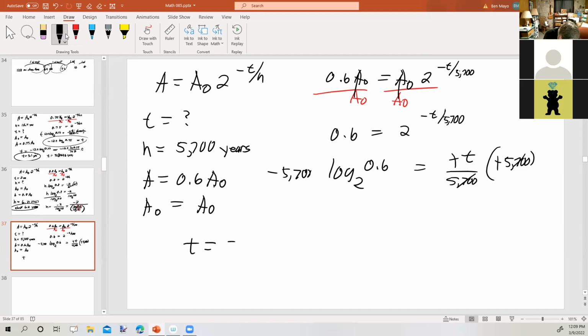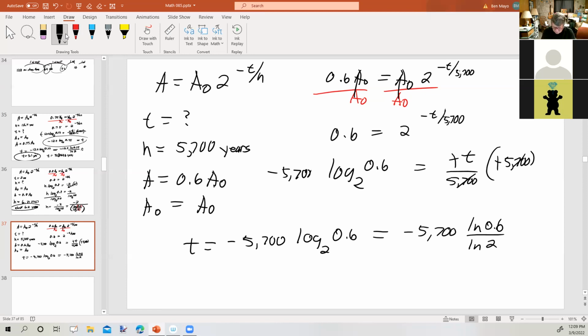So now I've got T equals negative 5,700 log base 2 of 0.6. Change of base, I'll go back to natural log of 0.6 over natural log of 2. Negative 5,700, natural log of 0.6, close it up, divided by natural log of 2, close it up. And I get 4200.7038. And so they say about 4,200 years.